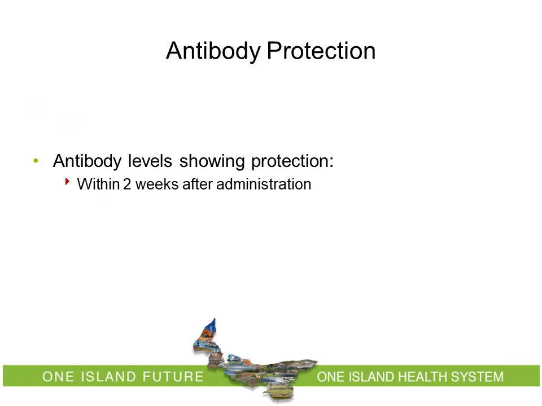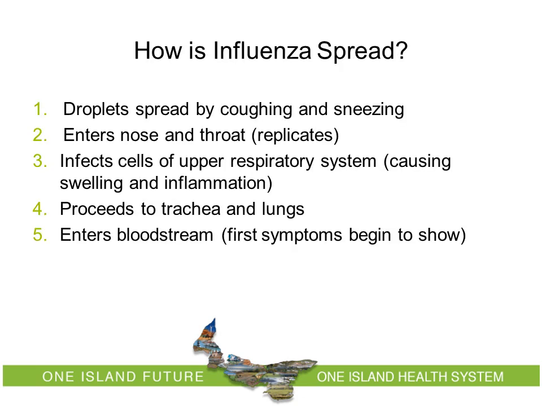It may take 10 to 14 days for your immunity to build up fully after you've had the flu vaccine. You need to have a flu vaccination every year as the antibodies that protect you from flu decline over time, and flu strains can also change from year to year.